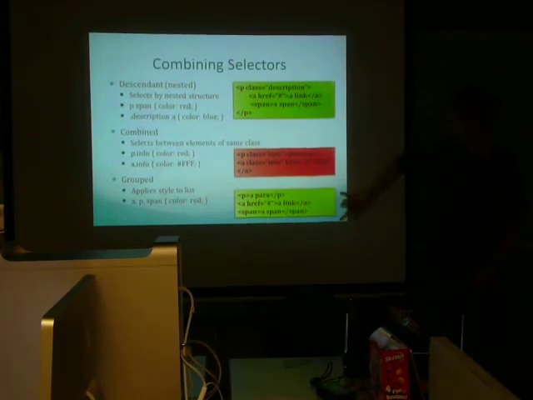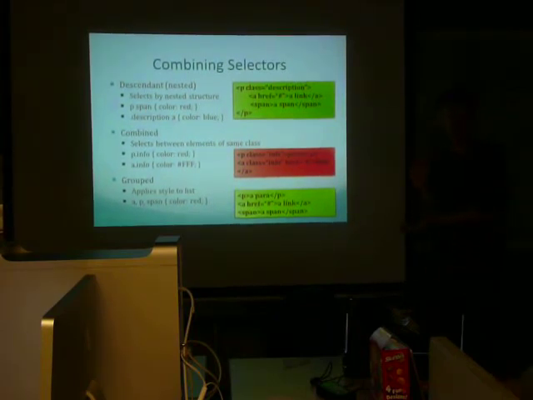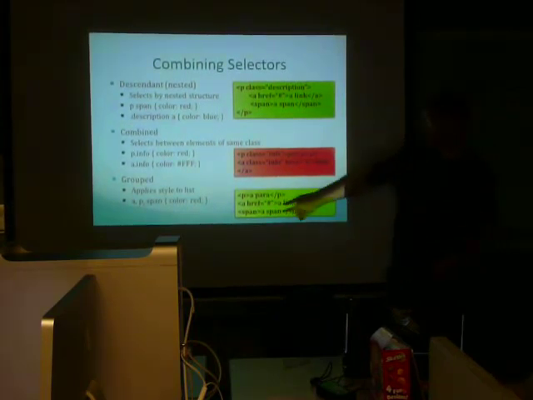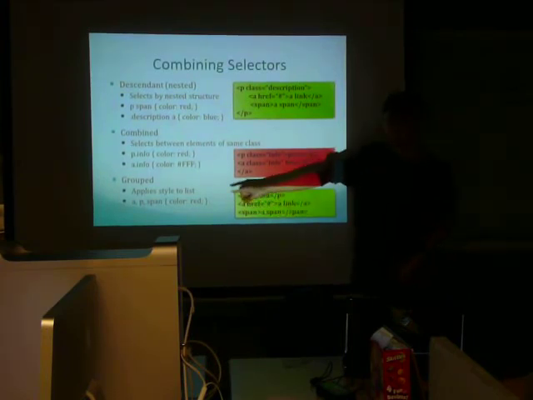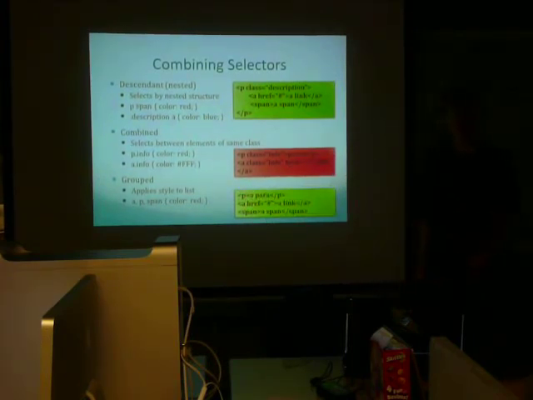And grouped is very simple. It just means that you can have multiple styles at once, and if you want multiple things to have the same style, you don't have to repeat your style. You just separate your selectors by commas. Does that make sense to everybody? So everything that's either A or B? Yeah, A or B or C. Yep, that's okay. Questions?